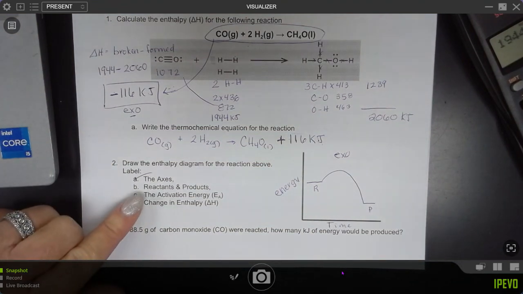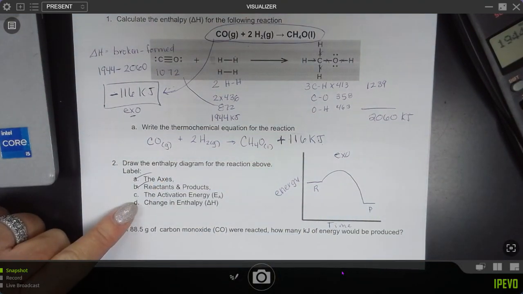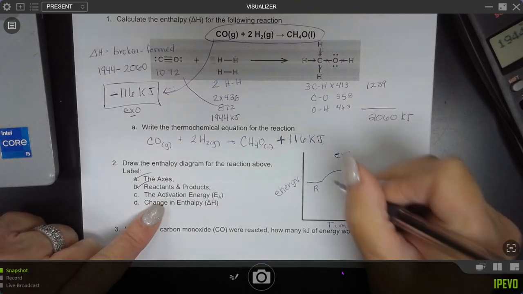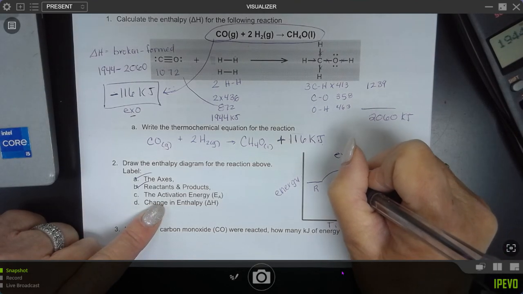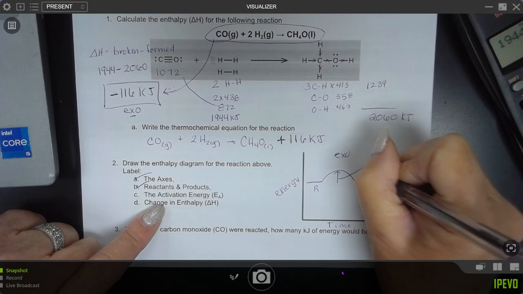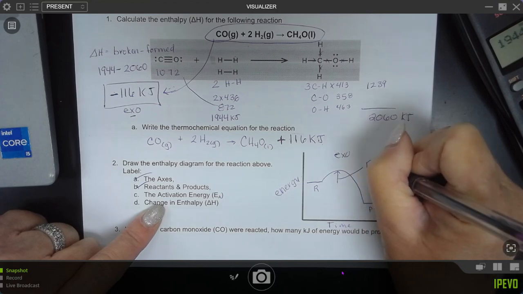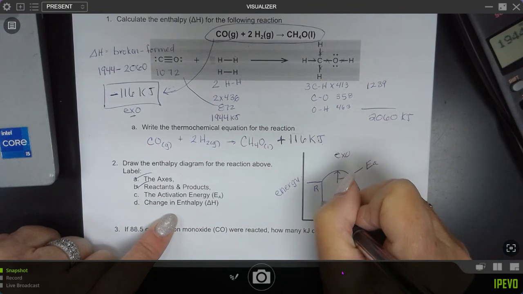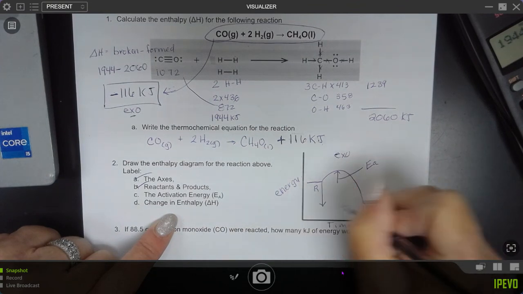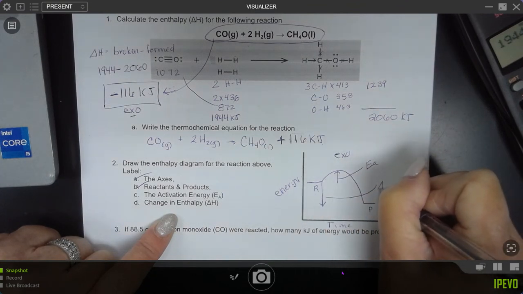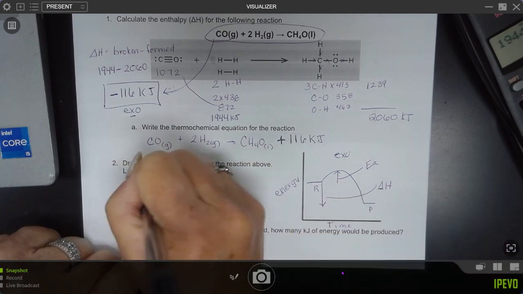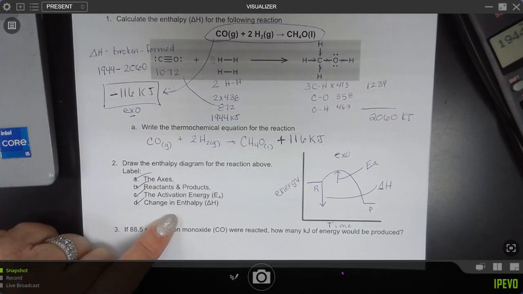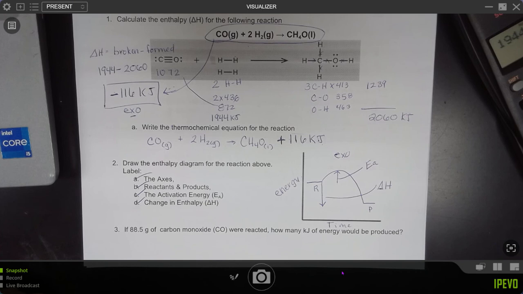So I've labeled reactants and products. Activation energy. Remember, activation energy is going to be from reactants to the peak, and change in enthalpy is going to be from the reactants to the products. So that's what your graph should look like.